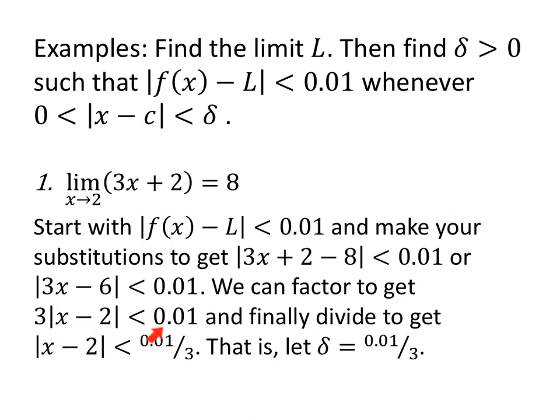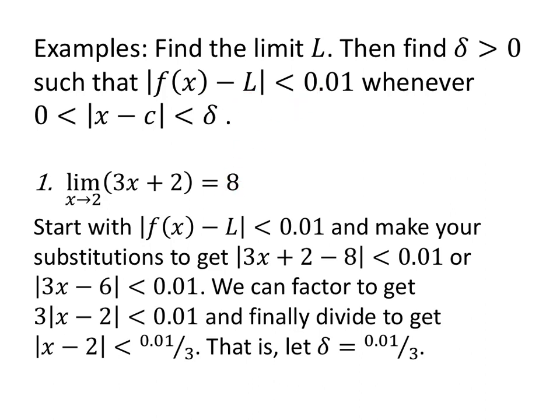Since it's a positive 3, my inequality remains the same. The absolute value of x minus 2 is less than 0.01 over 3. Yes, that is an ugly fraction. We don't normally mix decimals with fractions, but we're going to go with it today. That's our delta. Our delta has to be a third of our epsilon in order for this limit to be true. So our x values have to be super close to 2 if we want our y values to be within 100th of 8.